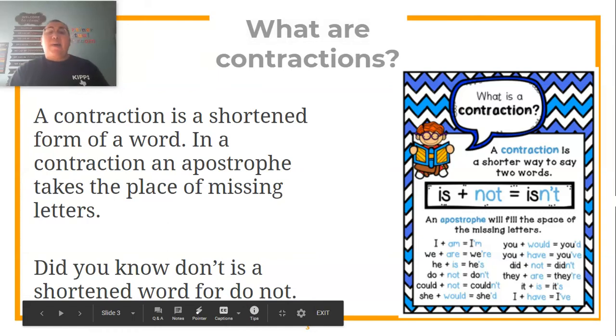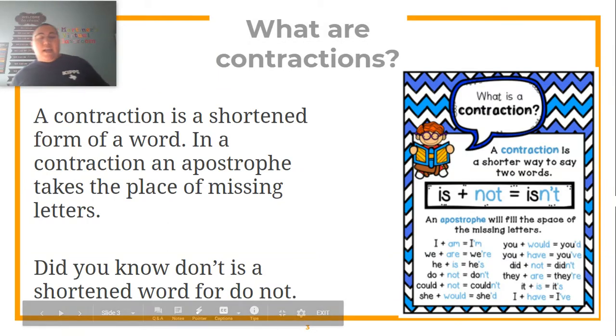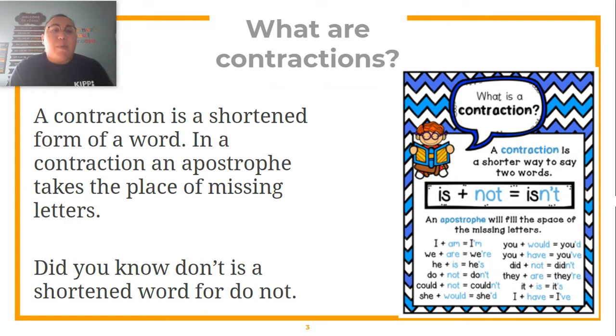All right, friends. So now that we've watched the videos, we're going to think about what is a contraction. So remember that a contraction is a shortened form of a word. In a contraction, an apostrophe takes the place of the missing letters. Did you know that don't is a shortened word for do not? What are some other contractions?